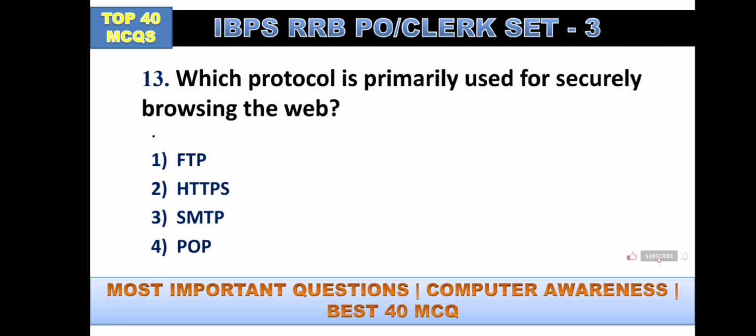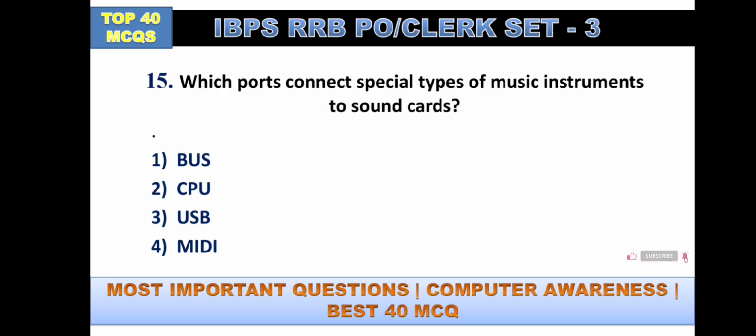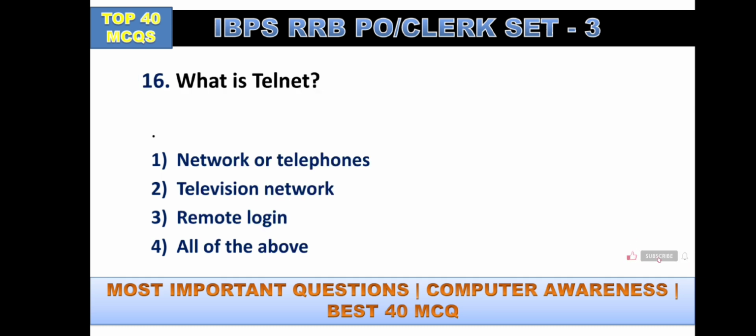Which protocol is primarily used for securely browsing the web? It is HTTPS, secure. A dash is used to direct and dispatch data packets between different networks. So this is called what? Router. A router is used to direct and dispatch data between different networks. Which port connects a special type of musical instrument to the sound card? These types of ports are called MIDI ports. MIDI ports.